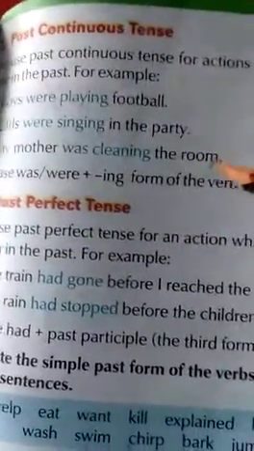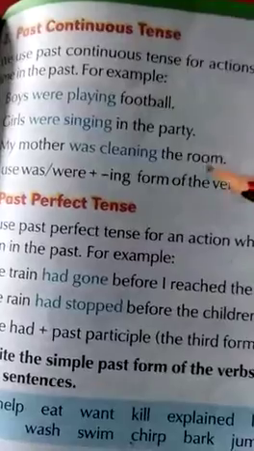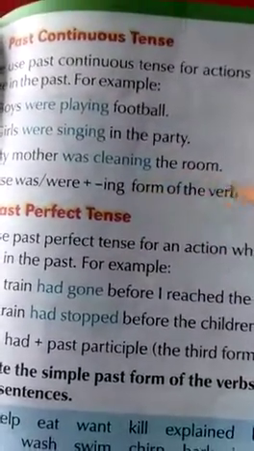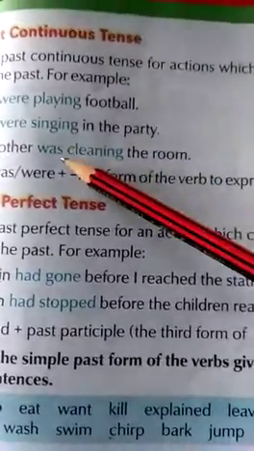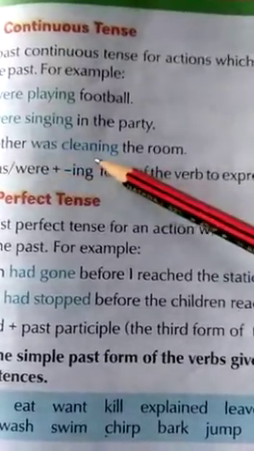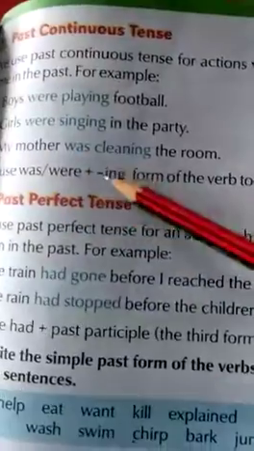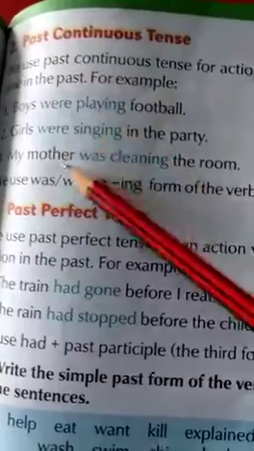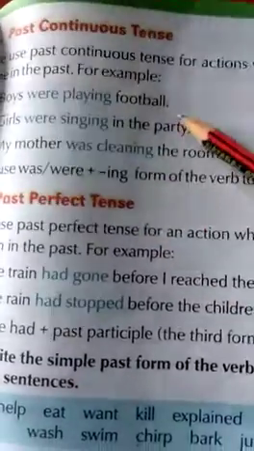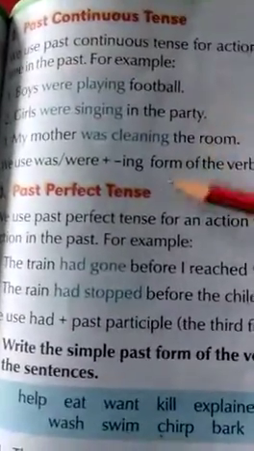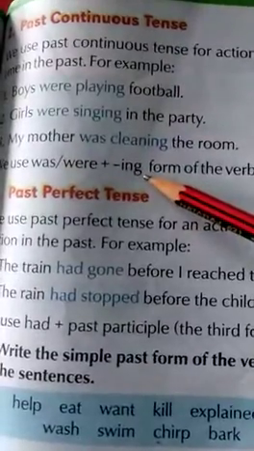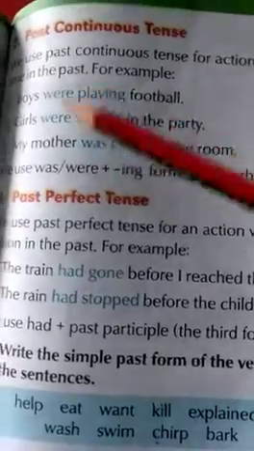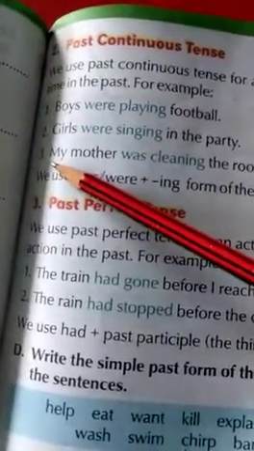And when we change this simple sentence into negative, we write here my mother was not cleaning the room. We use not between the helping verb and the first form of the verb. Like my mother was not cleaning the room, girls were not singing in the party, and boys were not playing football. Okay, and as an interrogative sentence, we use the helping verb were or was before the start of the sentence.